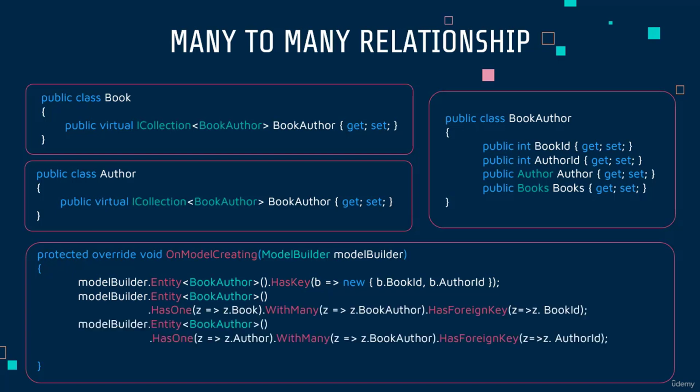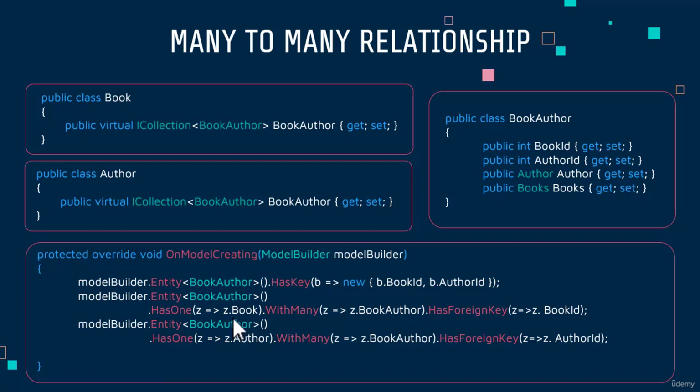So rather we will have to define one-to-many relation from book to book author and author to book author. Now on which entity we will define that will be where we have the foreign key, and that is inside book author we have book ID and author ID. So the entity will be book author.